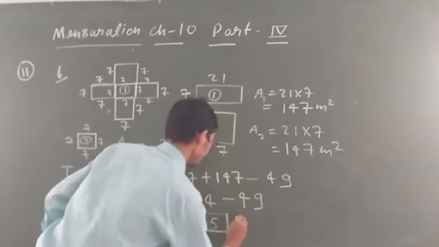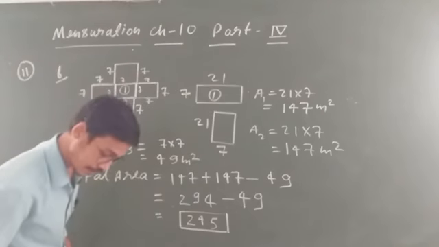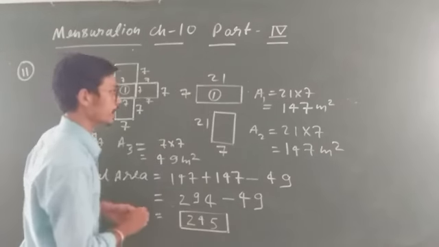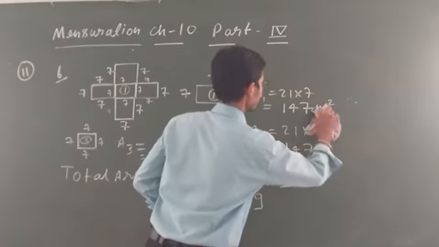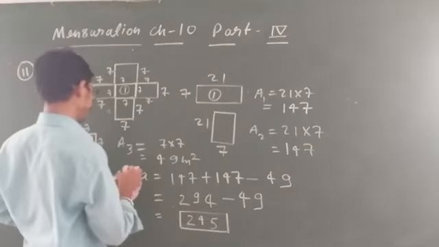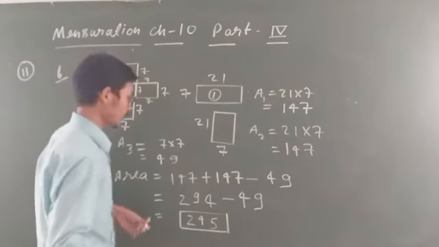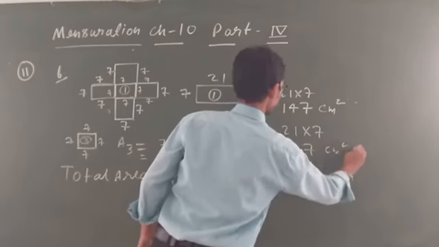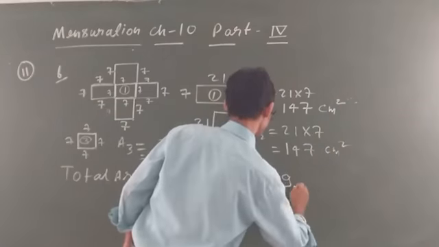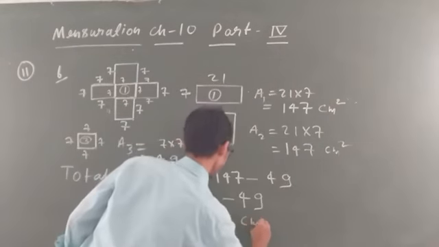So this is our correct answer. Clear, student? It is given in centimeter, na? So write down here centimeter. Write down, student, unit is in centimeter. If you do not write down the unit, I will deduct 1 mark in your examination. So write down the unit. This is centimeter square.